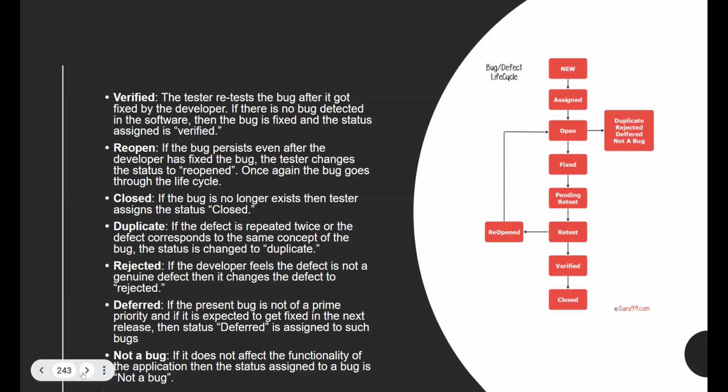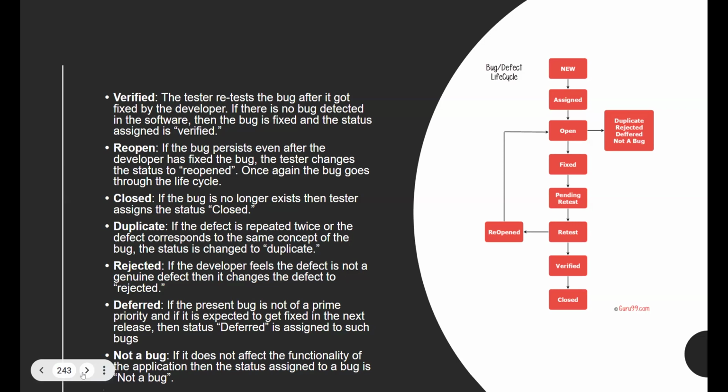So if you go back and see that the person has fixed it, you now put it as verified. Reopen is when the bug persists even after the developer has fixed it and you have gone to test it. It's still the same issue. You're still not able to log in, so it will still be opened. So you can put it as reopen. Then close, like I said, is when the bug is no longer existing. Then the tester can now put it as closed.